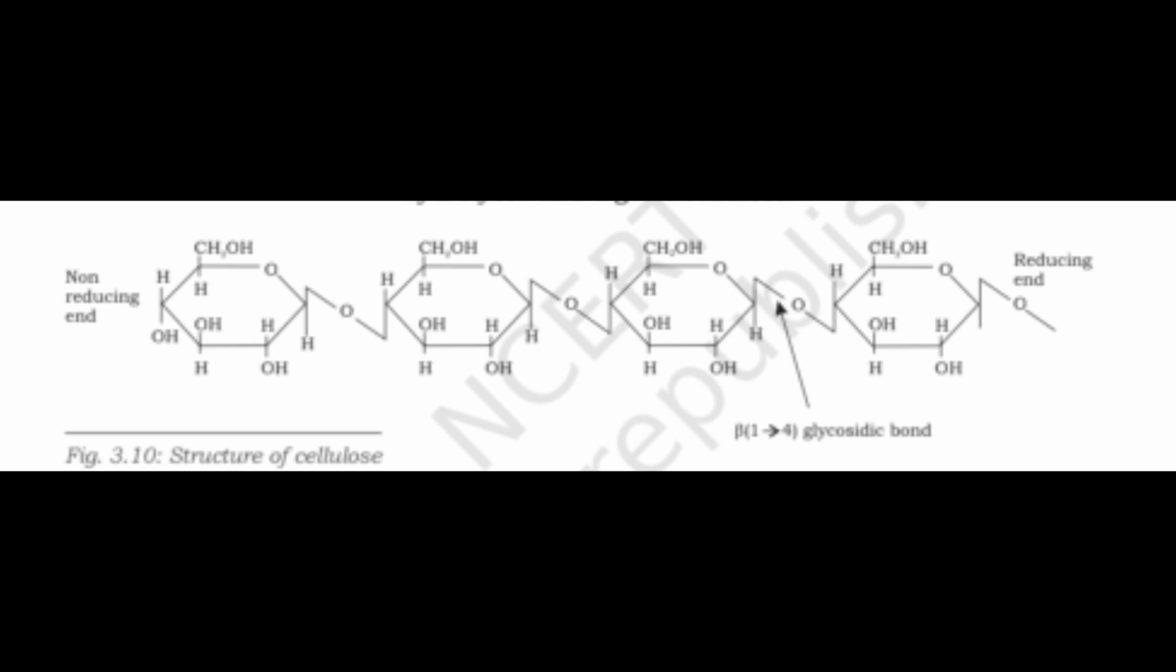Unlike starch, cellulose cannot be digested by humans, as the human gut lacks the enzyme that hydrolyzes the beta 1,4 glycosidic bond, known as cellulase. Cattle and termites can digest cellulose as their gut harbors symbiotic microorganisms that secrete cellulase, which hydrolyzes and digests the cellulose. Some animals can digest cellulose, but humans can't.